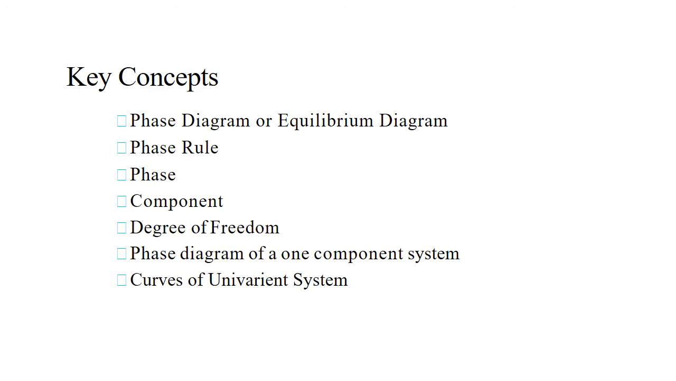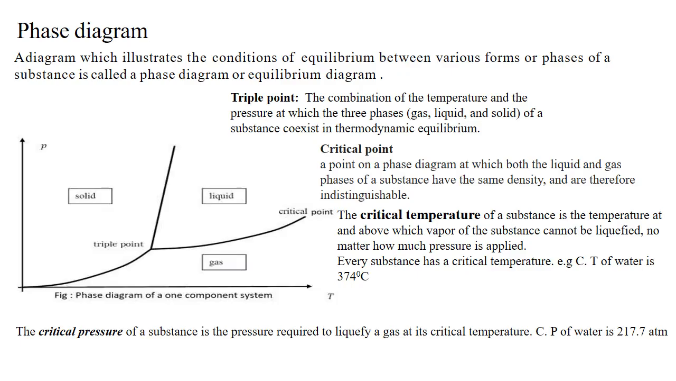I mean, the phase diagram of a one component system will consist of various curves. We will discuss each curve in detail. Phase diagram. A diagram which describes the conditions of equilibrium between various forms or phases of a substance is called a phase diagram or equilibrium diagram.